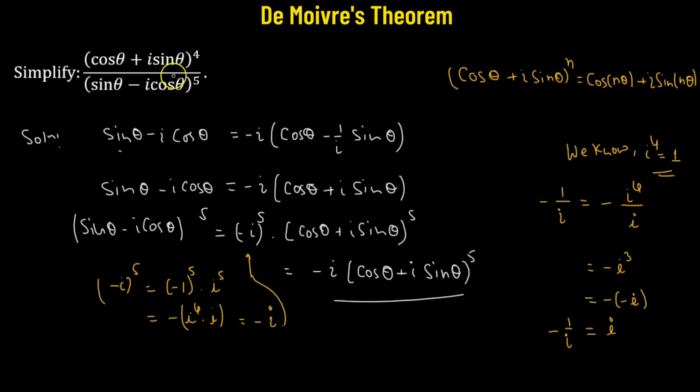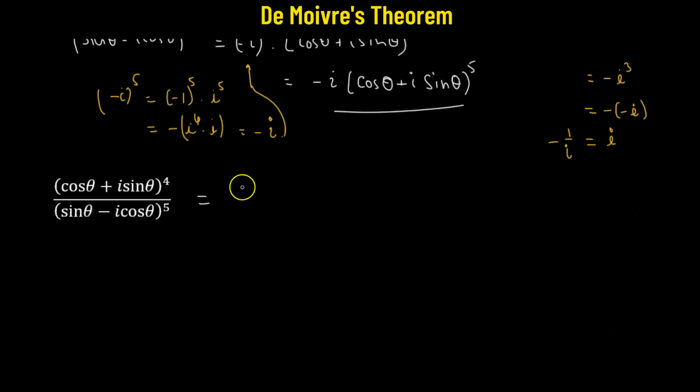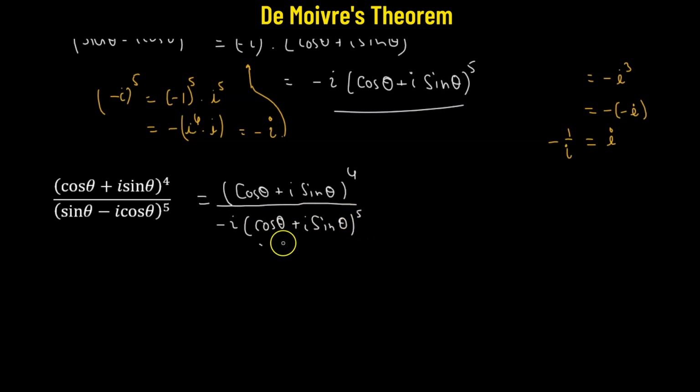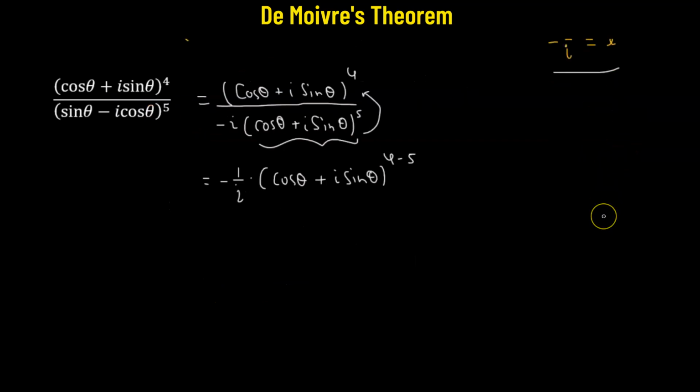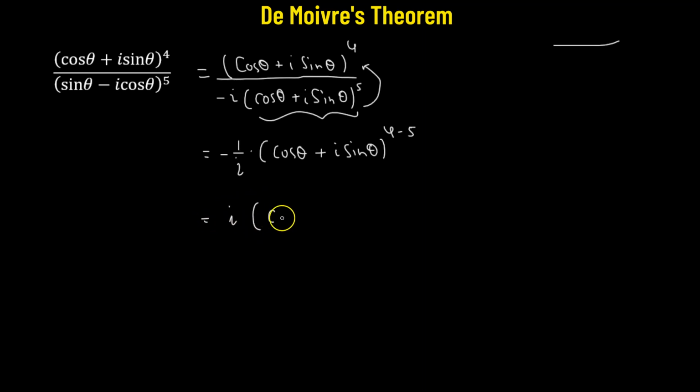So let's substitute this value into our given expression. We will get (cosine of theta plus iota times sine theta) whole raised to the power of 4 in the numerator, and in the denominator we have negative iota multiplied by (cosine of theta plus iota times sine theta) whole raised to the power of 5. This particular expression will go to the numerator and combine with it, giving us negative 1 over iota multiplied by (cosine theta plus iota times sine theta) whole raised to the power of 4 minus 5. Negative 1 over iota we have already simplified to iota, so this becomes iota multiplied by (cosine theta plus iota times sine theta) whole raised to the power of negative 1.